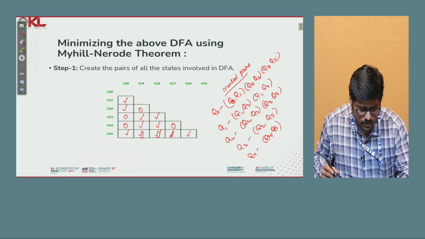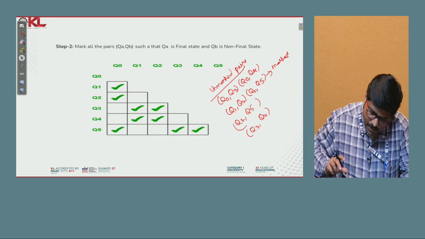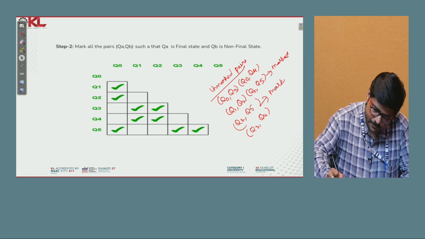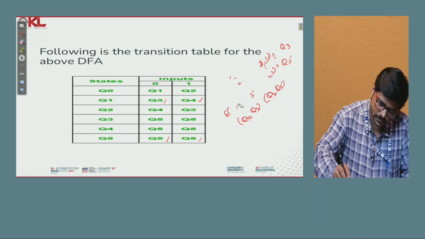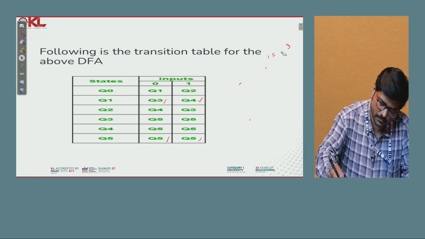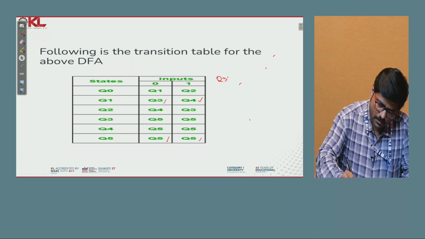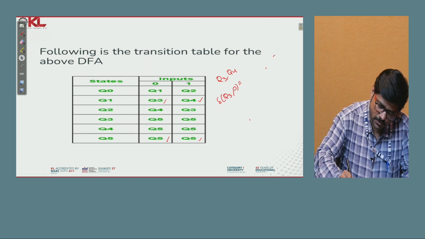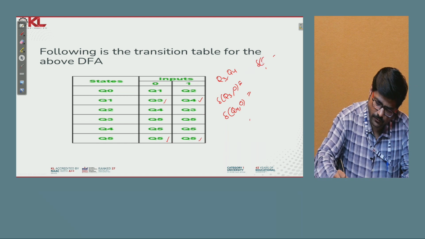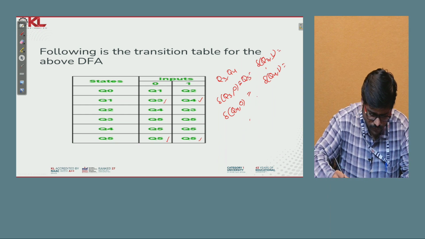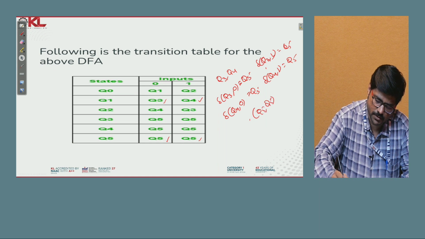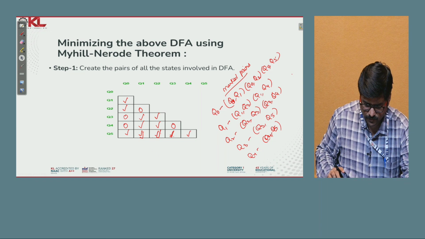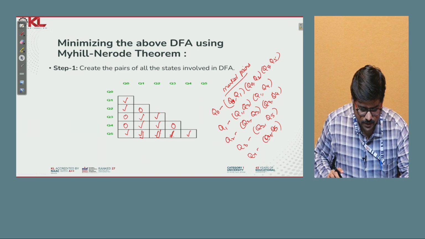Next unmarked pair is q2 q5, which is also now marked. Next q3 q4. Let's go to q3 q4. Delta of q3 to 0, delta of q4 to 0. Similarly, delta of q3 to 1 and delta of q4 to 1. Delta of q3 to 0 is q5. Delta of q4 to 0 is q5. Delta of q3 to 1 is q5 and delta of q4 to 1 is q5. So q5 q5 is what? Unmarked. So q3 q4 is still unmarked, right?